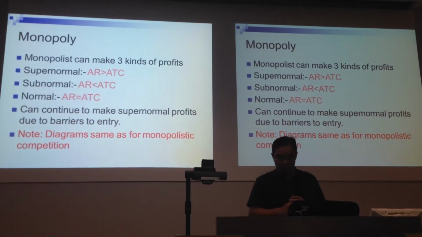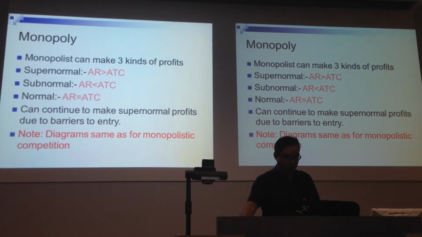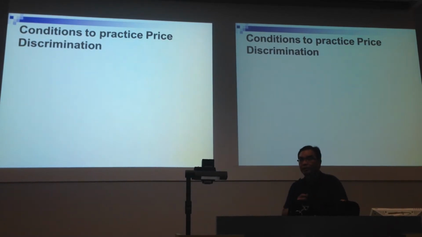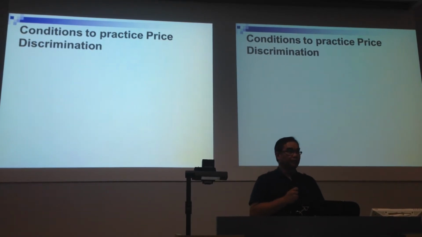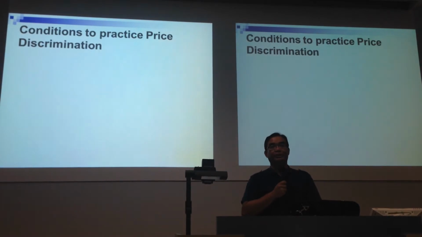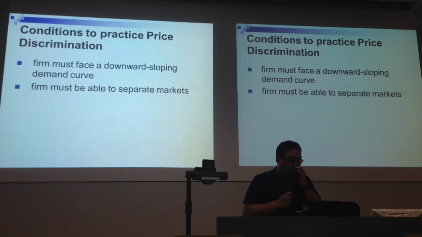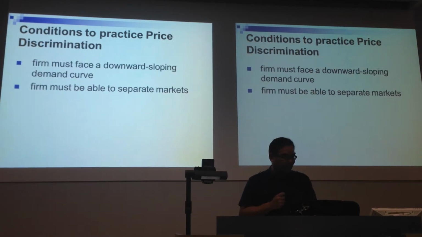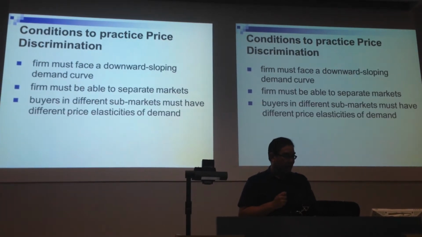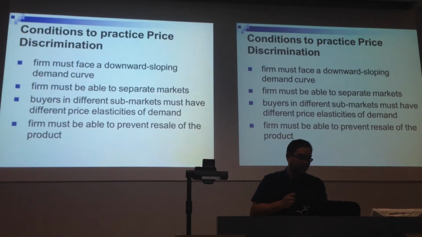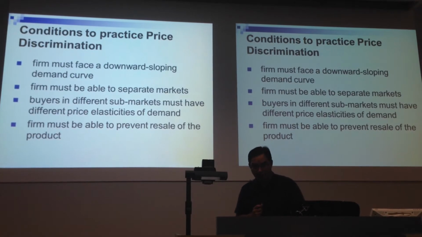Okay, we also learned about price discrimination, and for the firm to practice price discrimination, four conditions need to be satisfied. Must have a downward sloping demand curve, must be able to separate these markets. Buyers in the different markets must have different price elasticity of demand, and the firm must be able to prevent resale.